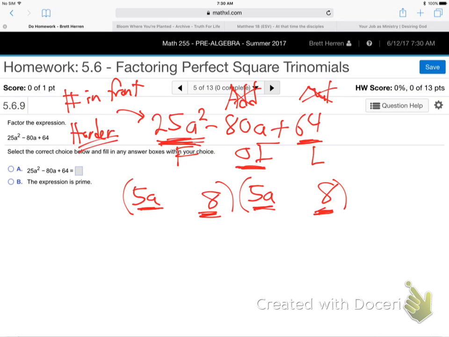OI stands for, what again? What does O stand for? Outside. Who are the two outside guys? Those two. That's your O in the word FOIL. What's the I? These are your inside guys. There's your O and your I. So, when it comes to the word FOIL, that's how you get the middle. So what is 5a times 8?